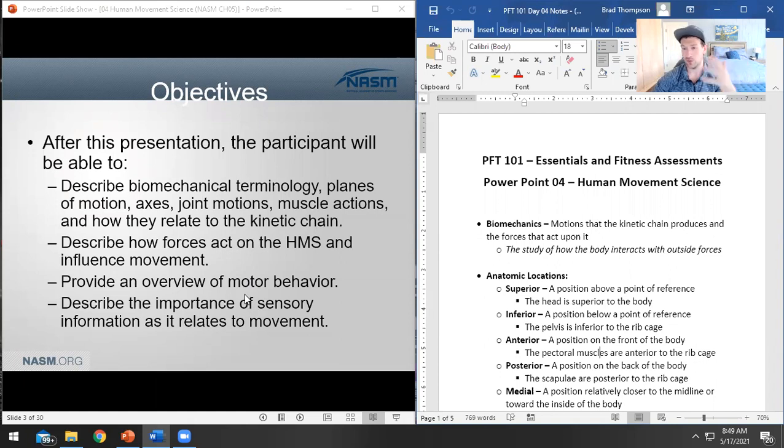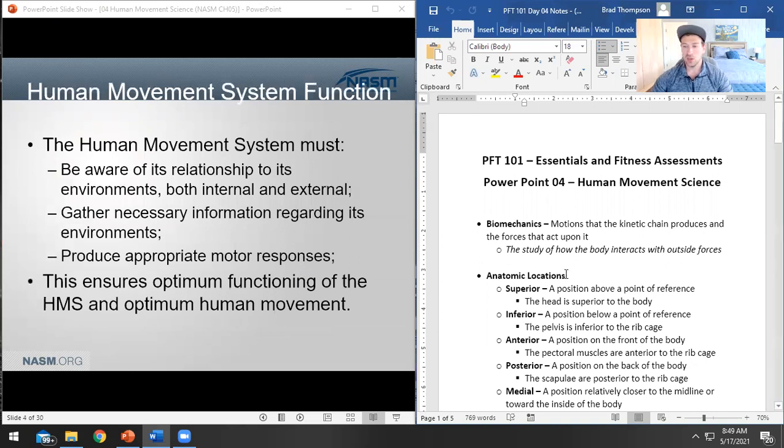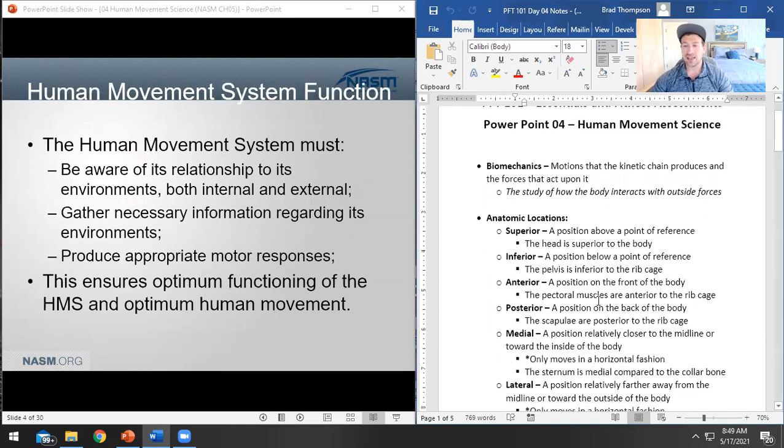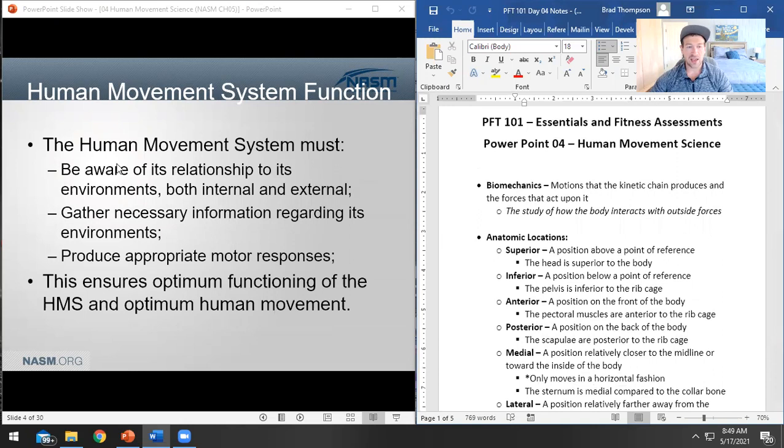We'll also look at how forces in the world interact with our human movement system. Then an overview of what we call motor behavior at the very end, which will be kind of fun. We'll talk a little bit about how we learn these specific movements, and then about sensory information and how that sensory information determines how we move.